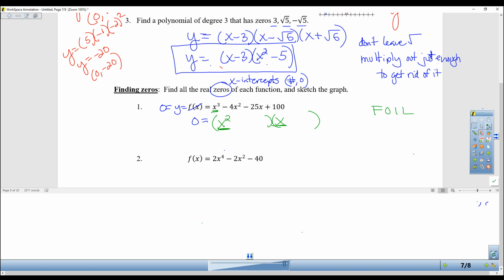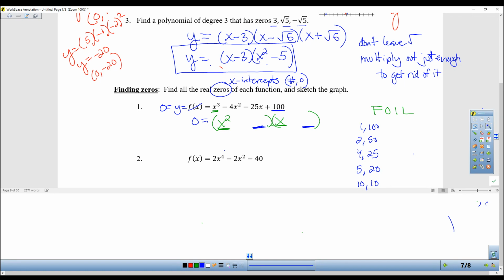Now, here's the cool part. The last times the last makes the last. Do you know how many choices there are? 1 and 100, 2 and 50, 4 and 25, 5 and 20. Okay, only 4 choices. Maybe there's more. 10 and 10, because there's got to be some more. 10 and 10. So there's choices.